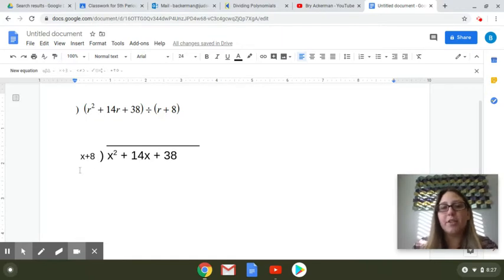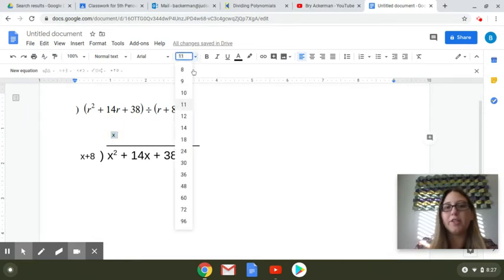So basically what you need to do is say, okay, what number or letter, right, variable, times x will give me x squared, or x goes into x squared, right? In this case, if I do x times x, I get x squared. And so up here, we're going to get x.